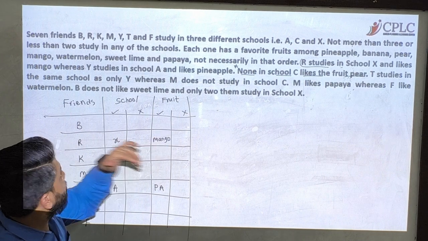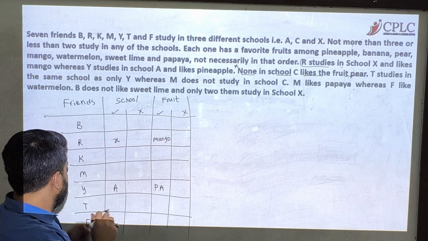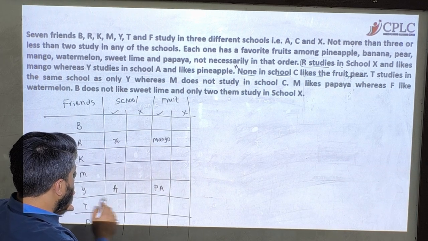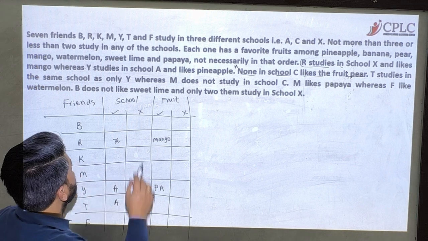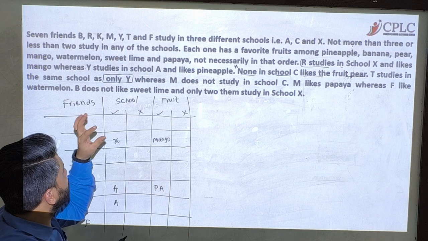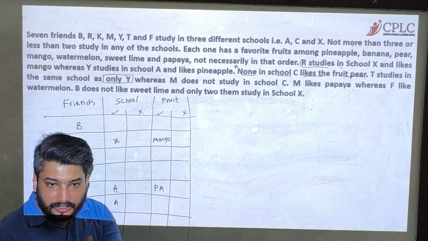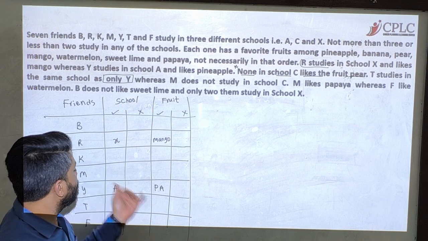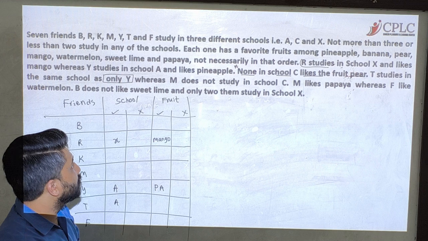Then the next point says T studies in the same school as only Y. So Y goes in school A, so T also goes in school A. And comes the most important part, this specific idea, which is only Y. So only Y means that only these 2 people are going to school A, and none of the other students go to school A.